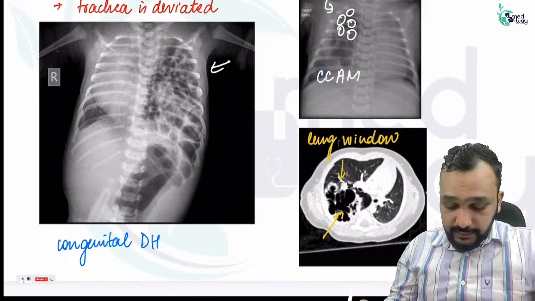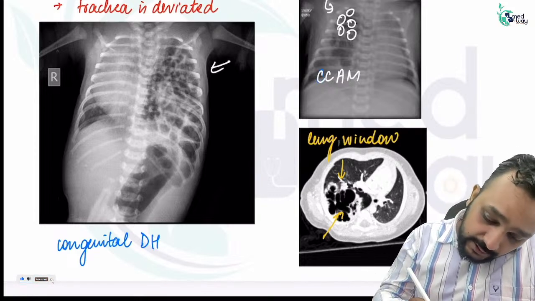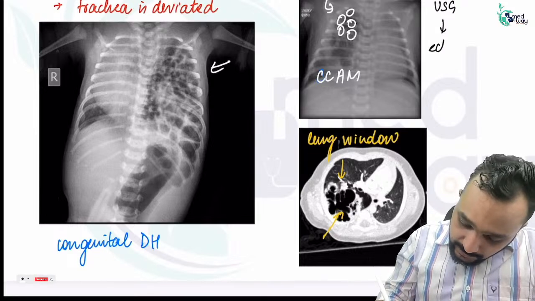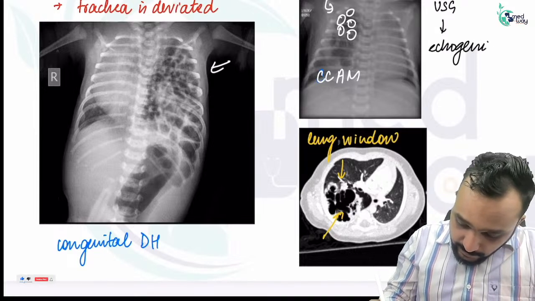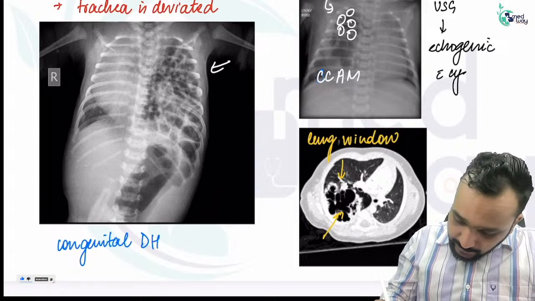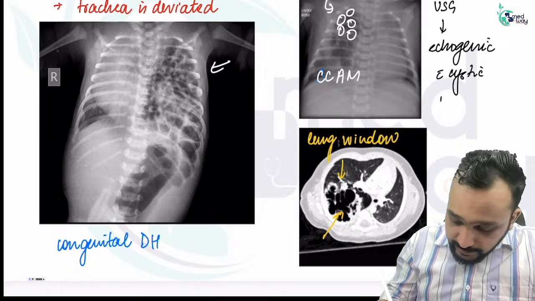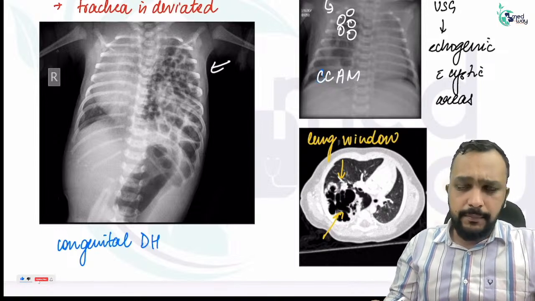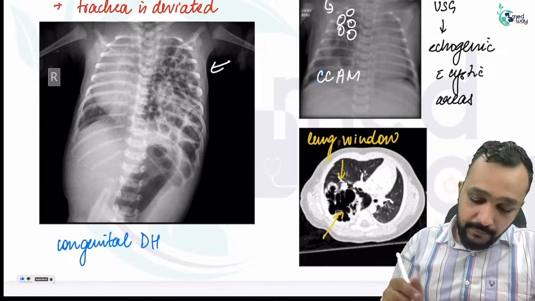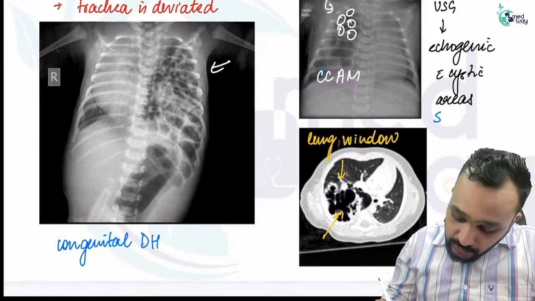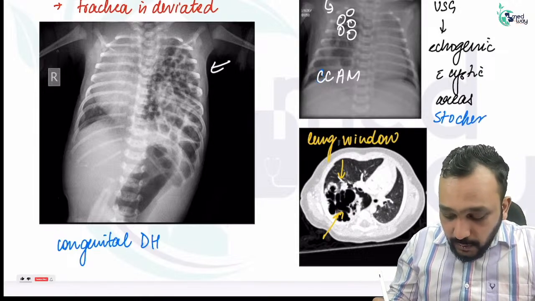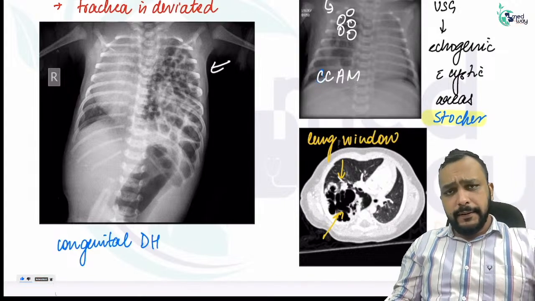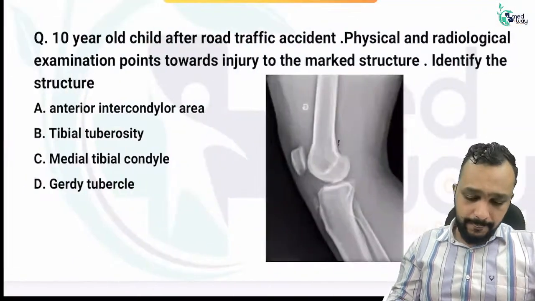Again seen in cystic lung disease, right? You were given the ultrasound images as well, and on the ultrasound images you can see echogenic lung with cystic areas. Again, these are characteristic of congenital cystic adenomatoid malformation, right? You should know the classification also. Stocker classification system is used for CCAM, right?